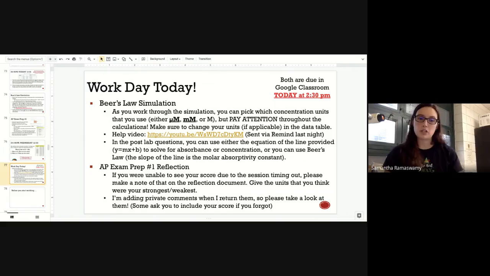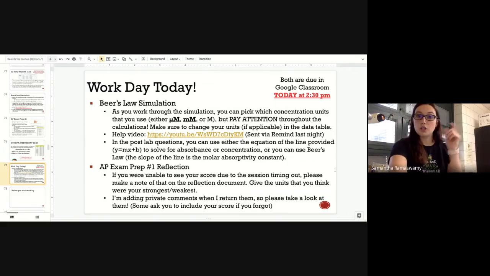Some questions came in through Remind last night about the post-lab questions, specifically numbers 1 and 2. You have 2 ways that you can solve numbers 1 and 2, and you're solving for different variables, but you can either use the equation of the line that was given to you.